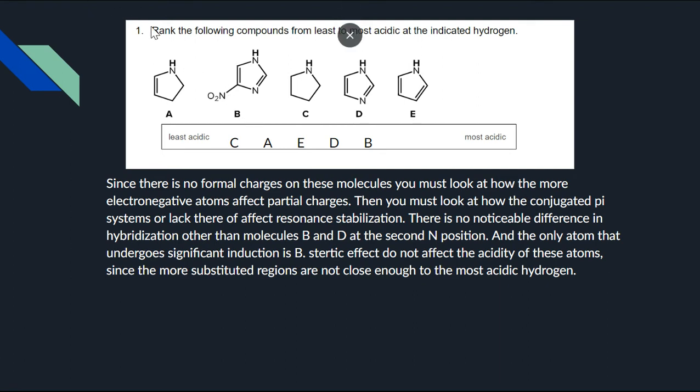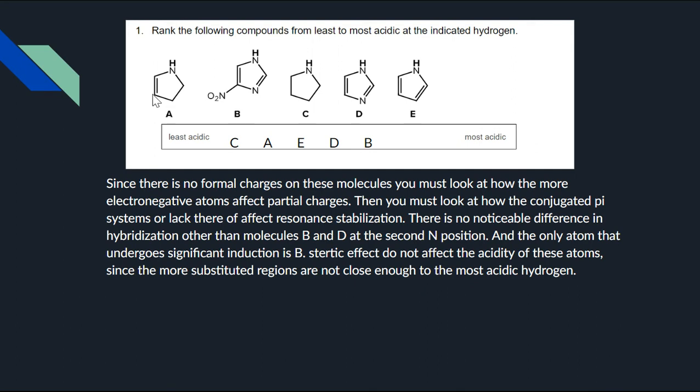So if you're going to look at resonance stabilization, which is a really important factor for all of these, you have to look at the conjugated pi systems, or lack thereof, that they have in these systems. So as you can see, C is the least acidic because it has no conjugated pi systems. There's no resonance stabilization. If this were to pop off and there would be another negative charge on this nitrogen, then it wouldn't benefit from having a larger pi system in the first place.